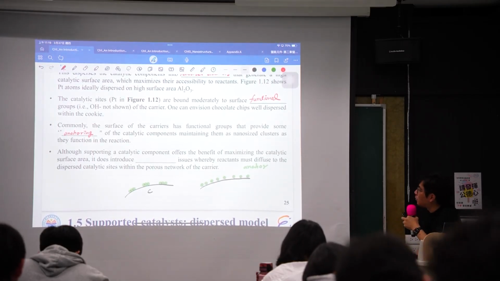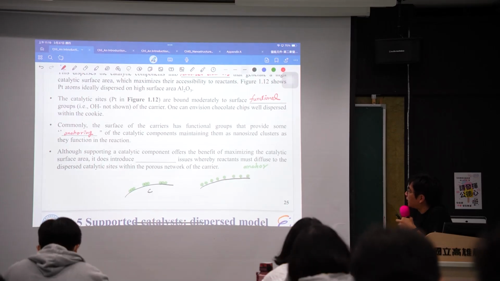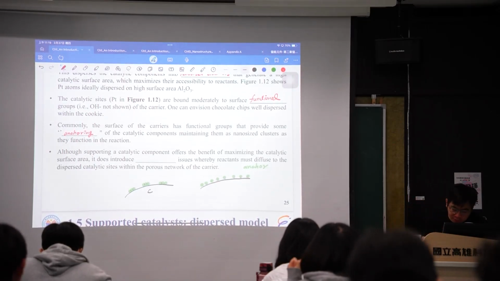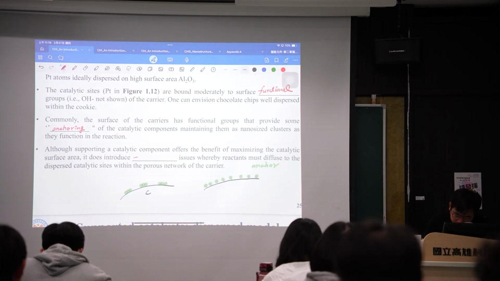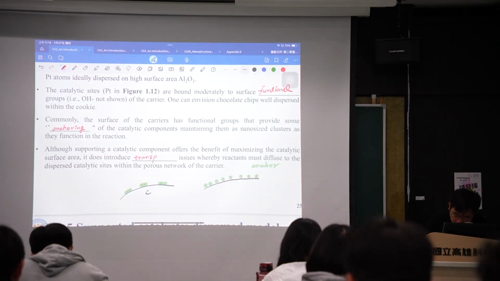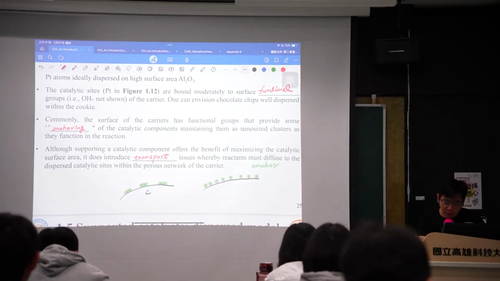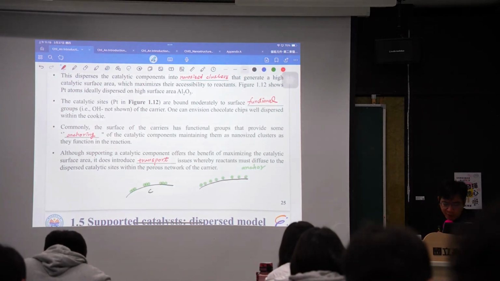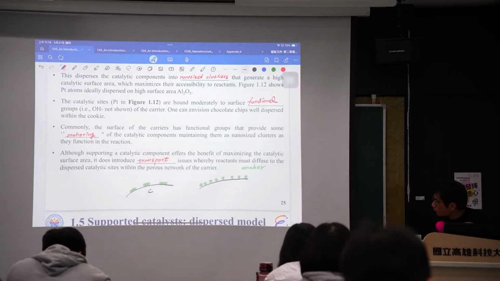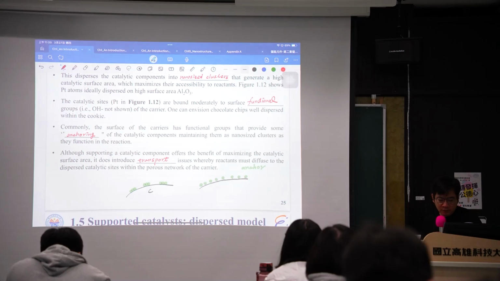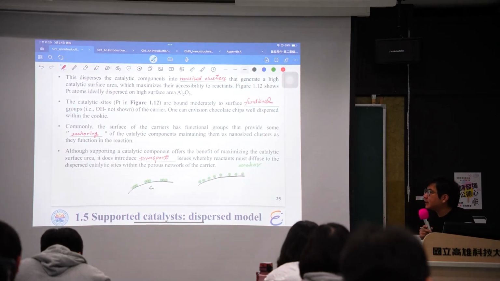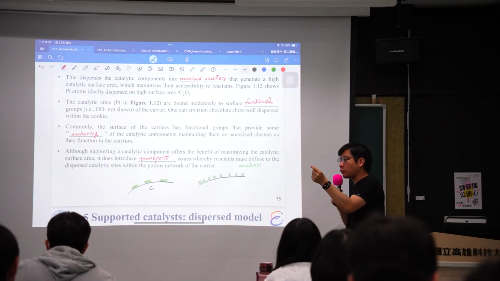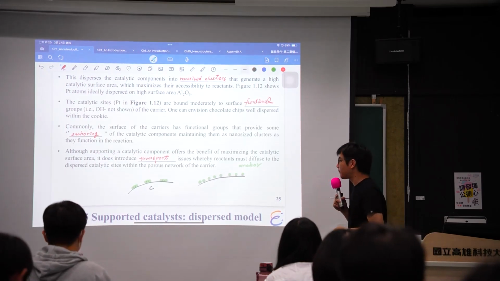Okay. Although supporting a catalytic component offers the benefit of maximizing the catalytic surface, it does introduce the transport issue, where the reactants must diffuse to the dispersed catalytic site in the closed network of the carrier. 就说你分散了但是你的 carrier 的结构会很复杂，因为你要反应，你要东西传输进去反应嘛，那你把它堵住了反应。Okay.